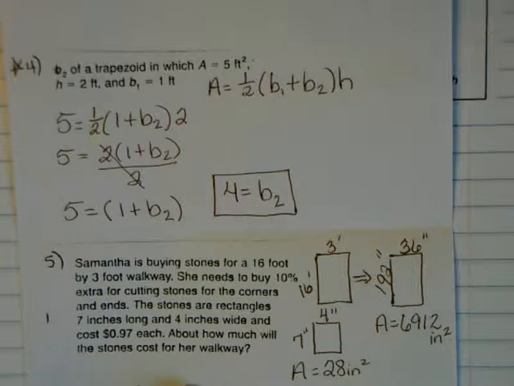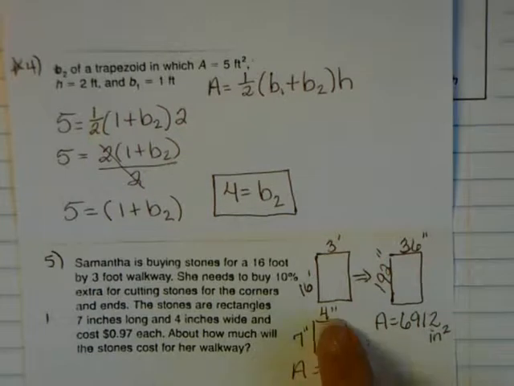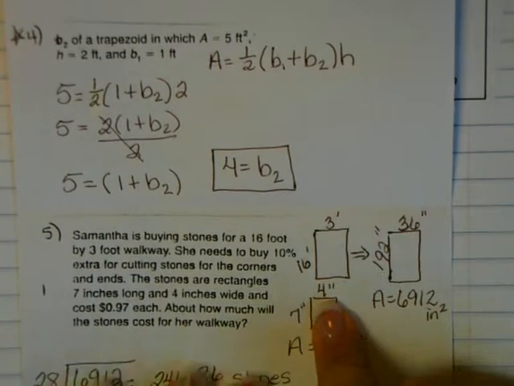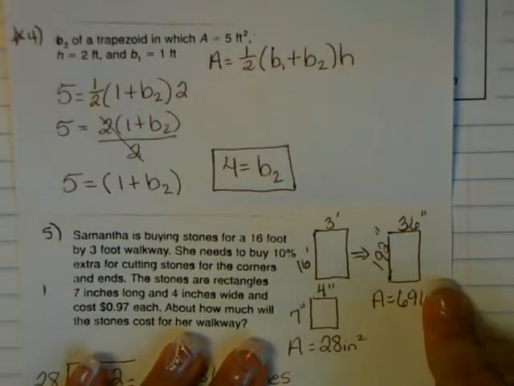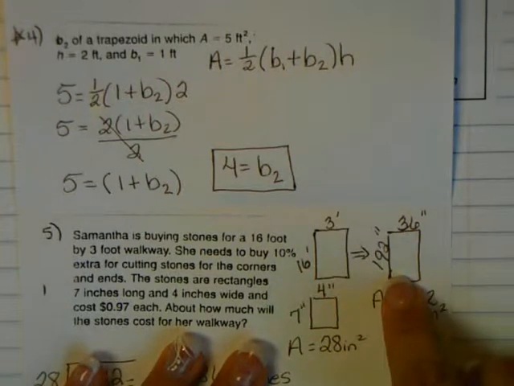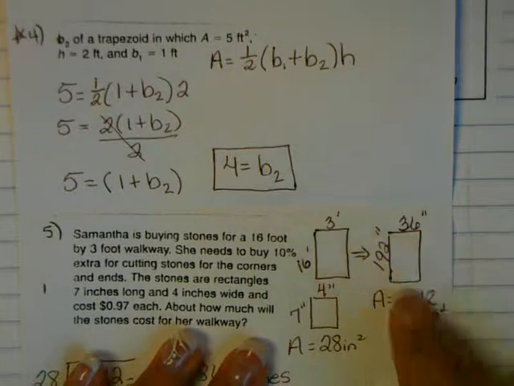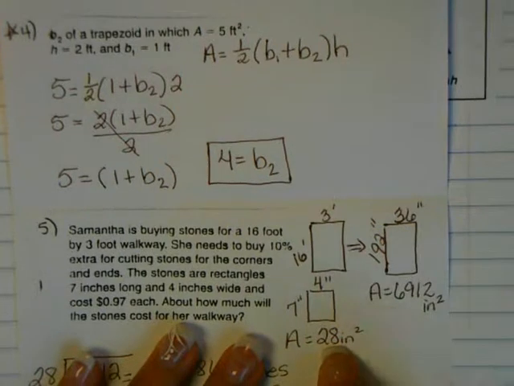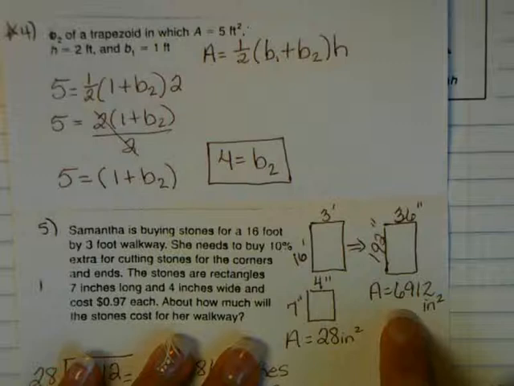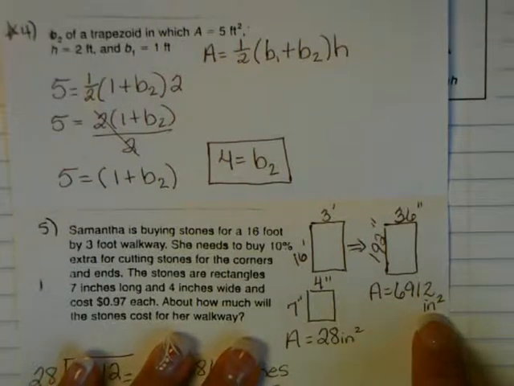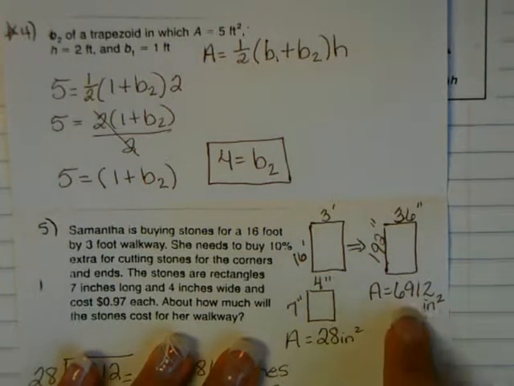Well, you know, when we work with 2 different units, we need to really and truly get everything in the same thing. So instead of putting these into just decimal portions of feet, I went ahead and changed the feet into inches. So we ended up with 192 inches by 36 inches. I found the area for both of them. The area for just one single brick is 28 inches squared. And the area that she's going to need to fill for her entire sidewalk is 6,912 inches squared.